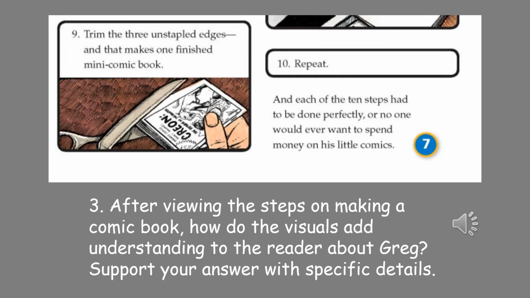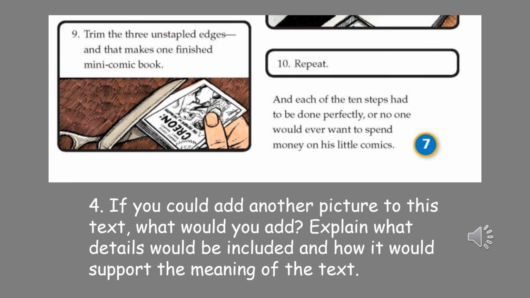Question 3. After viewing the steps on making a comic book, how did the visuals add understanding to the reader about Greg? Support your answer with specific details. Question 4. If you could add another picture to this text, what would you add? Explain what details would be included and how it would support the meaning of the text.